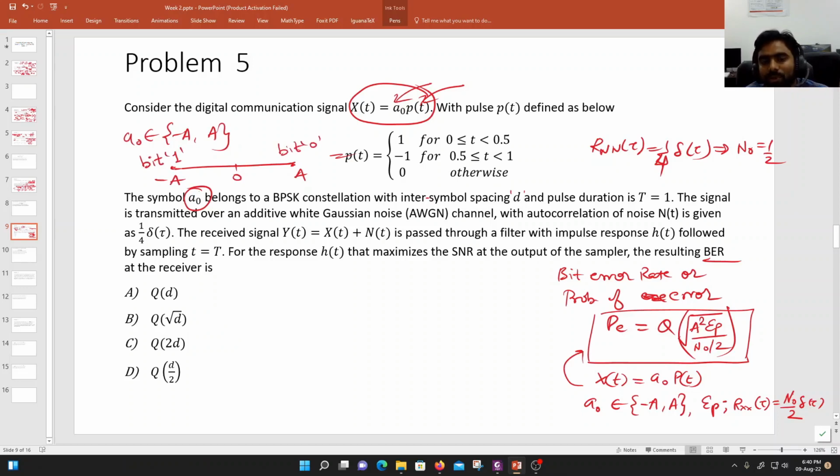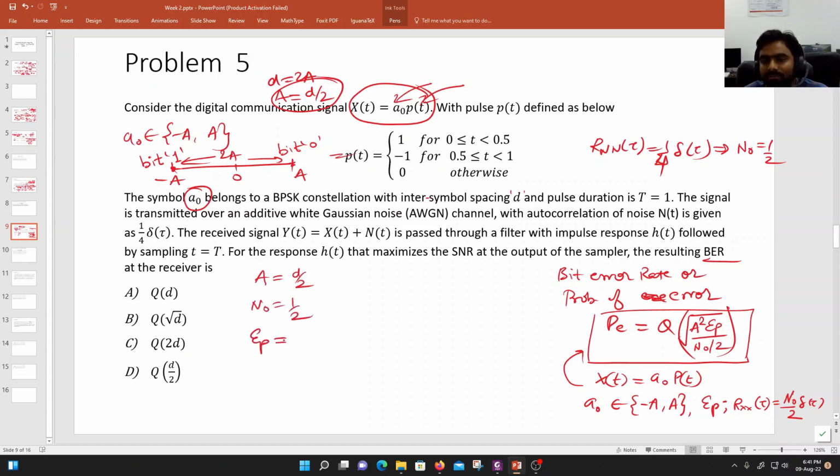So the distance between these two symbols, what is the distance? This is called the constellation, 2a. Yes, that is 2a. In this case it is 2a, and what is given to us? That it is small d. So d is 2a, or we can say that a is d by 2 for the substitution. So we got a as d by 2, and N naught we got as half.